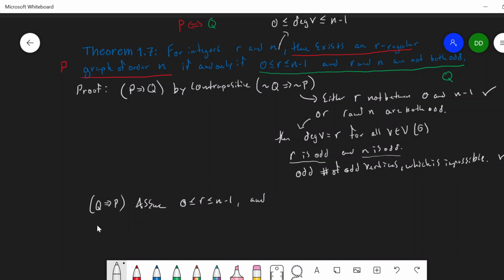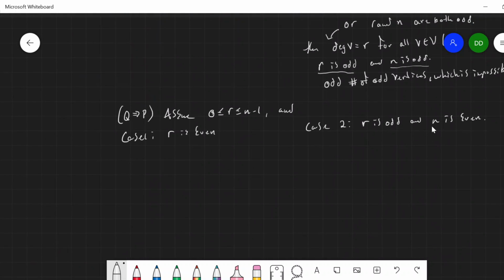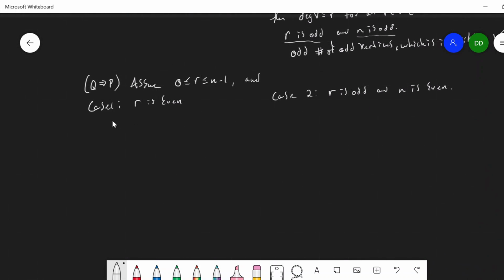So I'll break this down by cases. Case 1, R is even. And then case 2 will be R is odd and n is even. So we'll tackle case 1 first, when R is even.